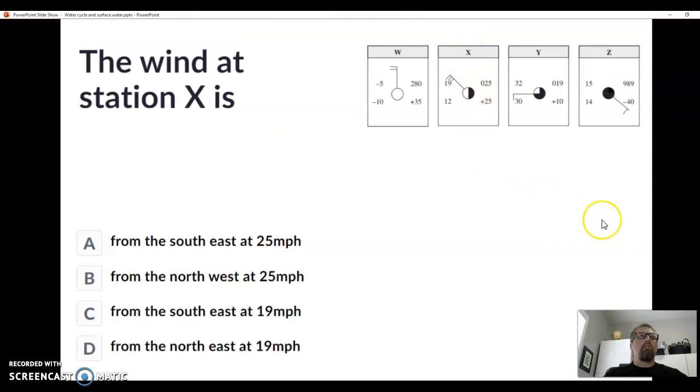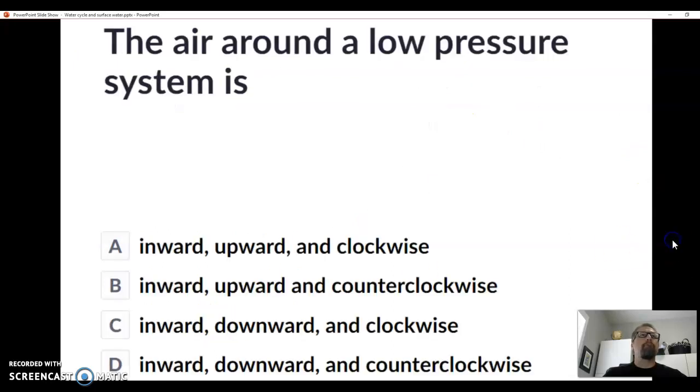Station X, what can we say about the wind? All right, so we would say the wind is out of the northwest, or from the northwest, at about 25 miles per hour. You can see that because there are 2 full ticks at the end and a half, so we're calling that 25. So B would be our correct answer.